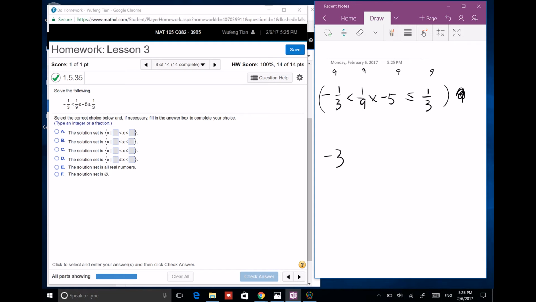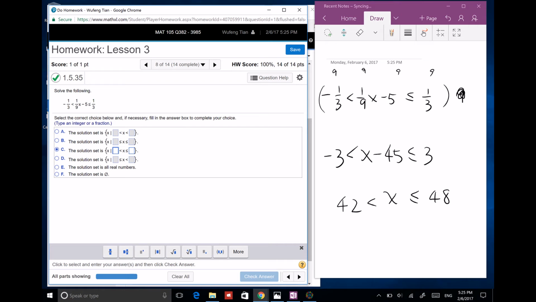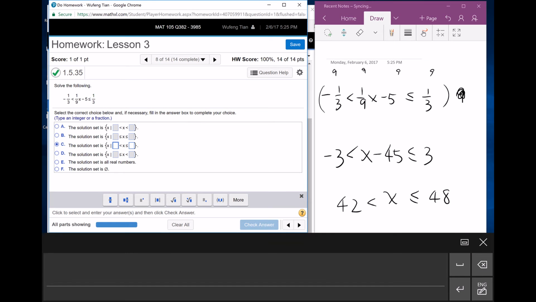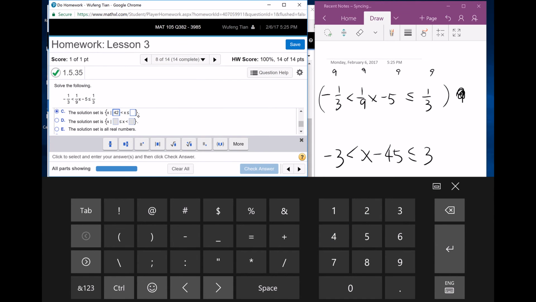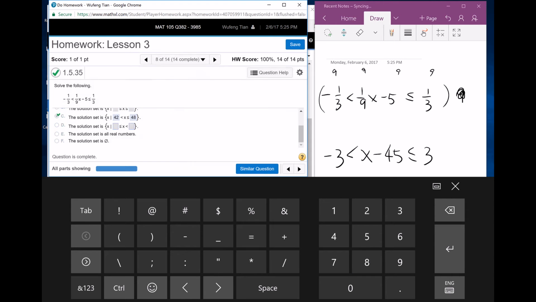So negative 3 is less than x minus 45, which is less than or equal to 3. So x is less than or equal to 48 and bigger than 42. You're going to choose the less than or equal to this one right here, 42 to 48. Okay.